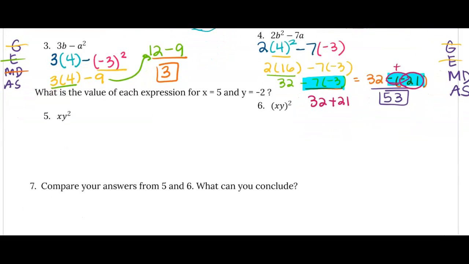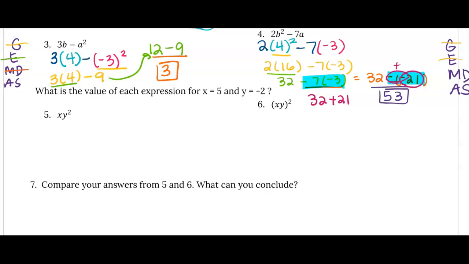Lastly, let's talk about number 5 and number 6. They look very similar, but number 5 lacks parentheses while number 6 has parentheses. So going ahead, I'm going to use pink for x equals 5 and teal for y equals -2, and I'm going to plug them in. So I'm going to have 5 times -2 squared.